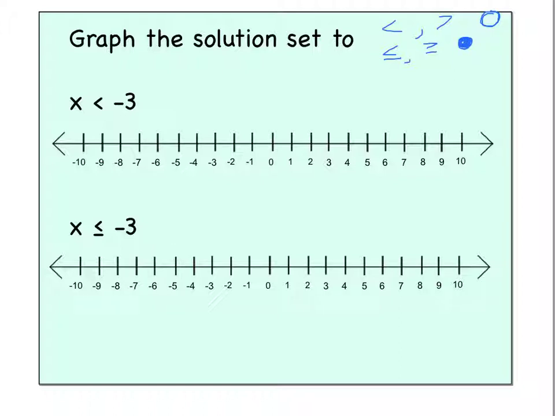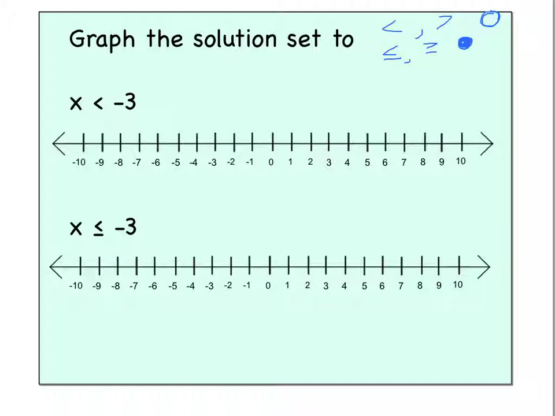And what I say to help people remember what you do is that the first ones, the less than and the greater than, have less lines, so you have to do less work. You don't have to fill in the circle. The less than or equal to and the greater than or equal to have more lines, so you have to do more work by filling in the circle.